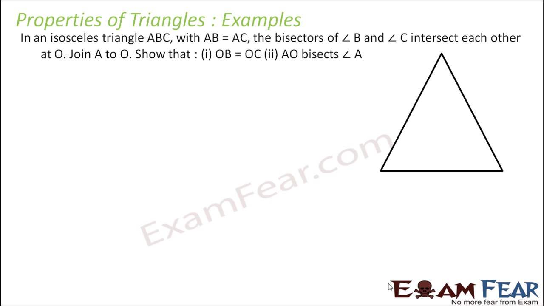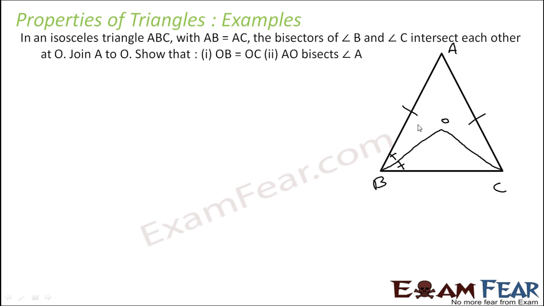Let's take a few more examples to clear our concepts. In an isosceles triangle ABC, AB is equal to AC. So let's put some letters here, A, B, and C. AB is equal to AC is given. The bisectors of angle B and angle C intersect each other at point O. So let's draw the bisectors and let them meet at point O.